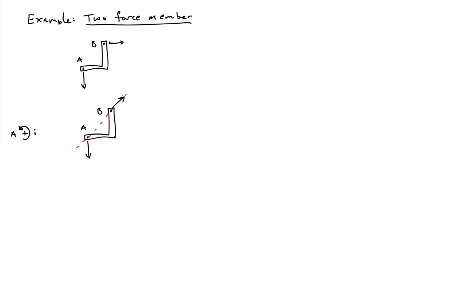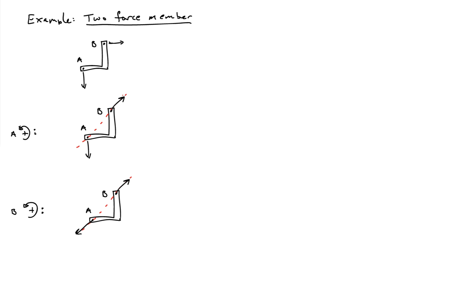Okay, now let me use moment equilibrium in B. Moment equilibrium in B is going to require the force that acts in A to also be on this same line, the line that connects the points A to B. So moment equilibrium in A and moment equilibrium in B tell me that the two forces that I'm applying onto the body have to have the same line of action.